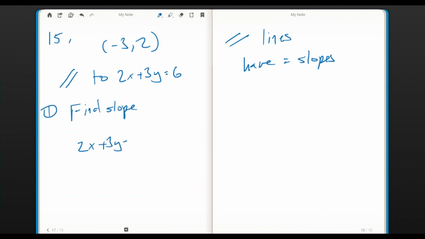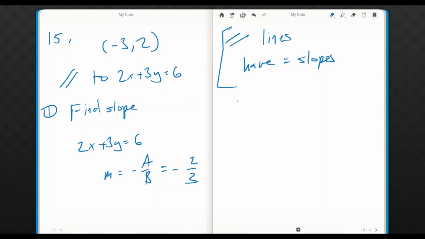2x plus 3y equals 6. The slope is negative a over b. We talked about that on the last page, where a is 2 and b is 3. So if the slope of this line is -2/3, then the slope of our line is -2/3 as well, because parallel lines will always have the same slope.